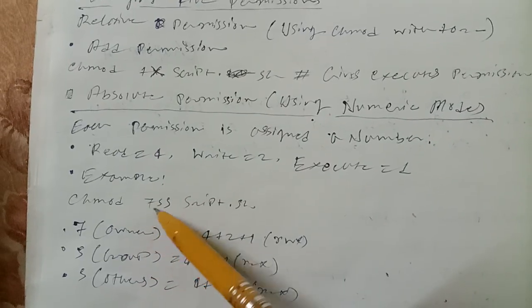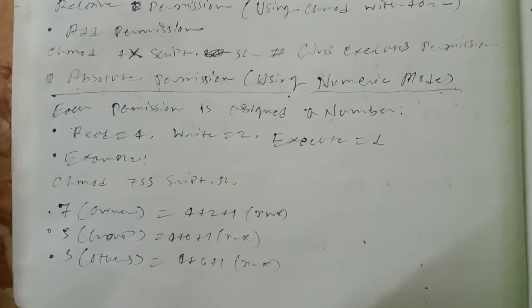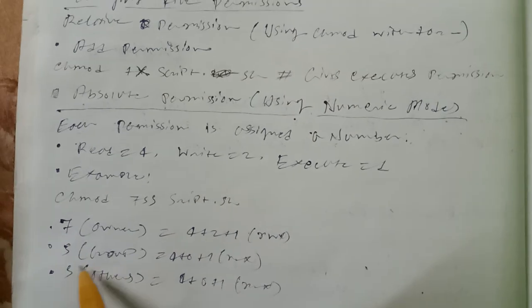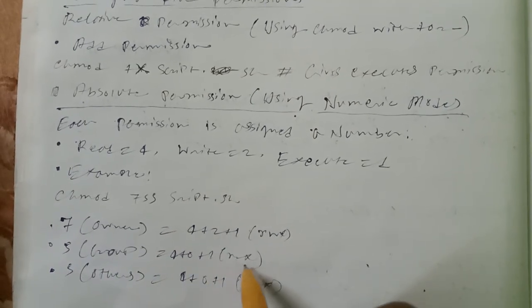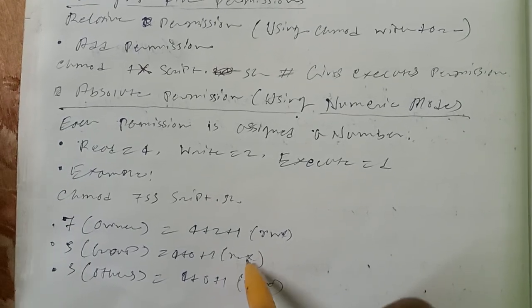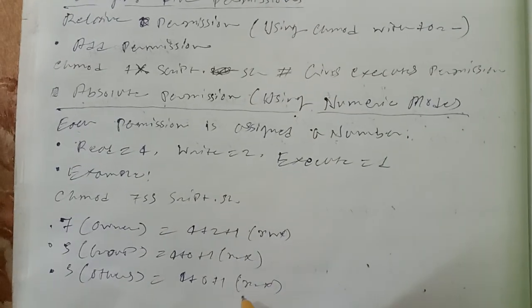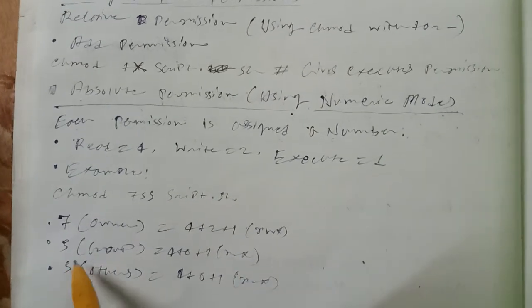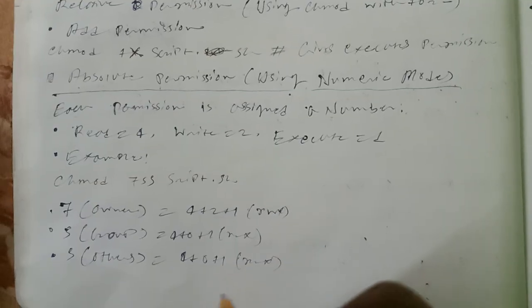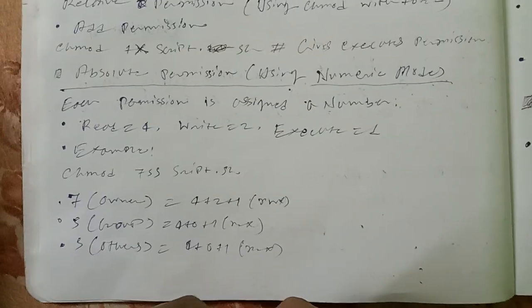So here 7 means the owner, 5 means the group, and 5 means the others. Then 7 is 4 plus 2 plus 1, which is read, write, and execute. 5 is 4 plus 0 plus 1. Then there is no write, it's only read and execute. And for others, 4 plus 1 is the same as 5. So here it is also the same as the group: only read and execute permissions, and not write.